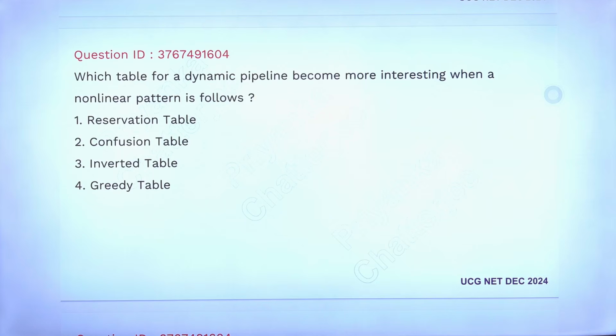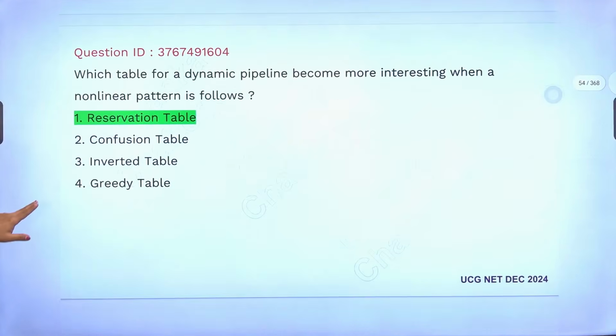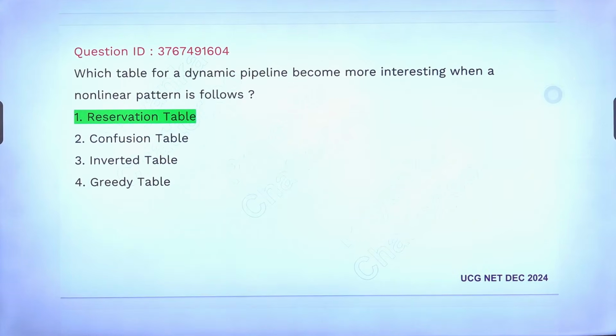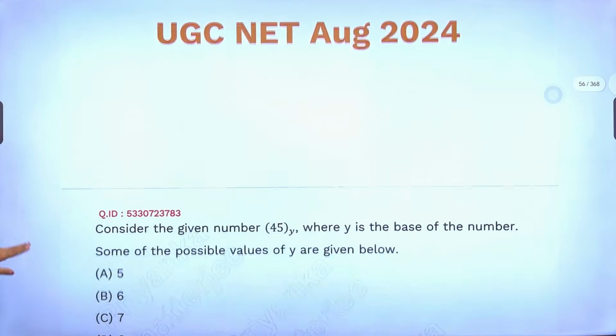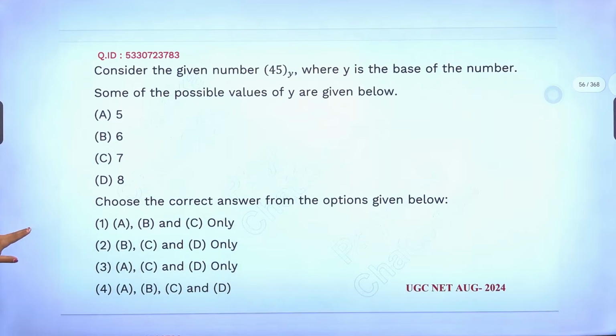Which table for a dynamic pipeline becomes more interesting when a non-pipeline pattern follows? That is your reservation table. Now go to the August 2024 question. Do this one.